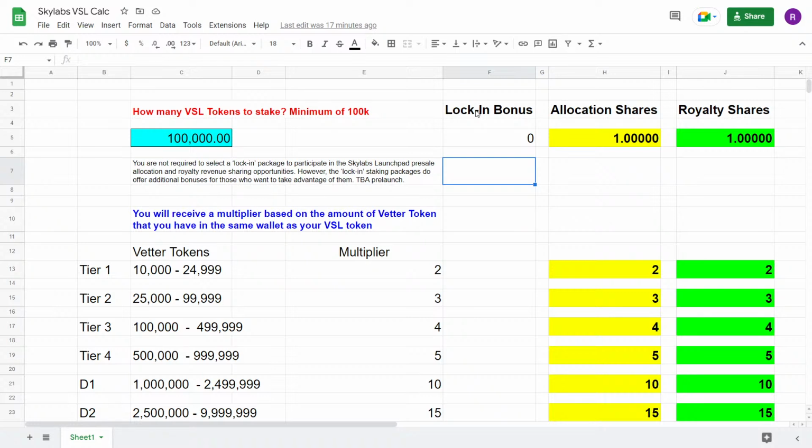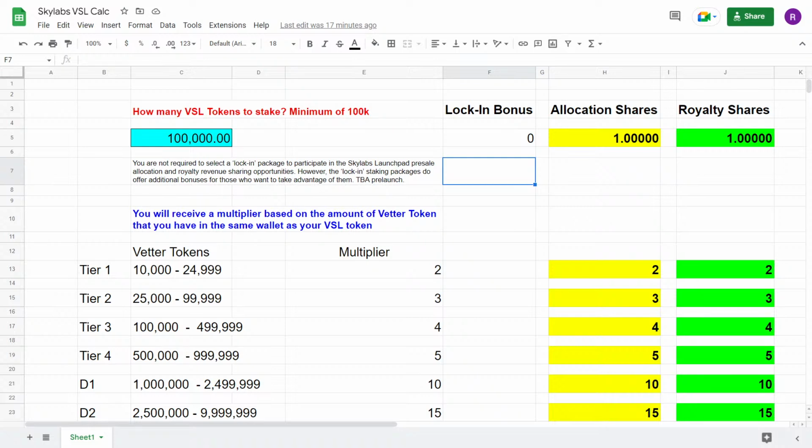So the lock-in bonus. Now there are going to be packages available where if you lock in for a period of time, there are additional bonuses with that, which is pretty cool. The whole idea is it really wants to support community members who are interested in supporting the project and locking their tokens in.